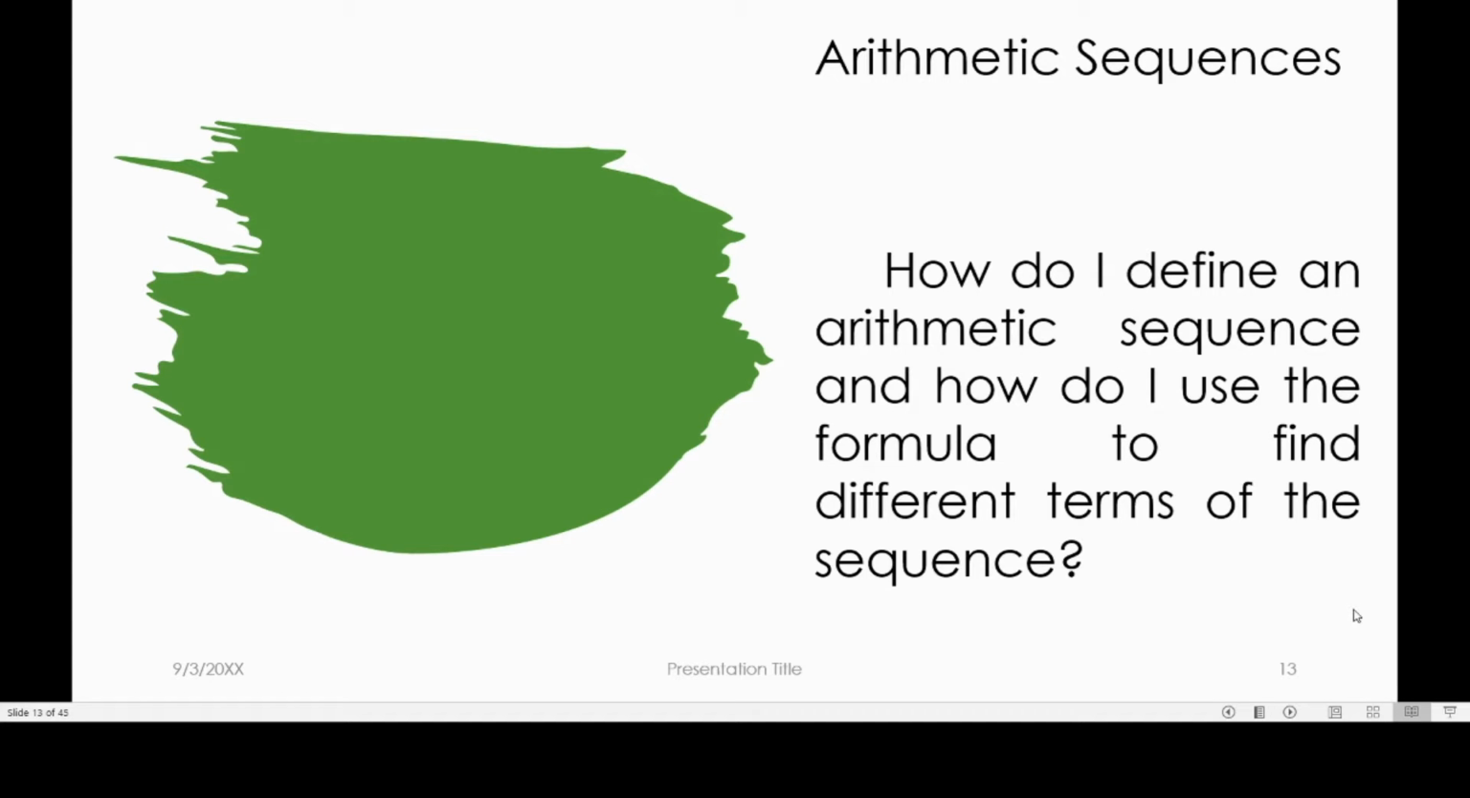Good morning. So for today, we're going to have arithmetic sequence. We are about to have the questions in our mind. After this class, you must have answers. How do I define an arithmetic sequence? And how do I use the formula to find the different terms of the sequence?